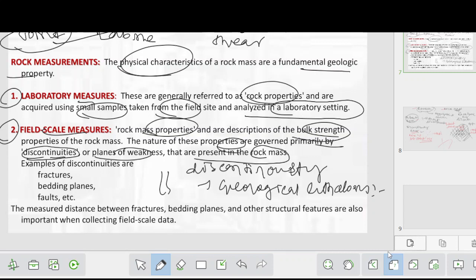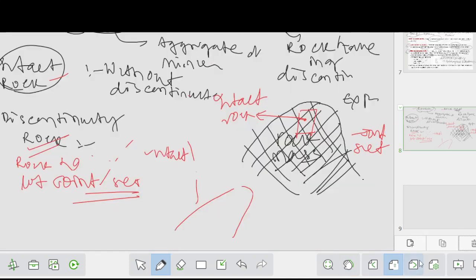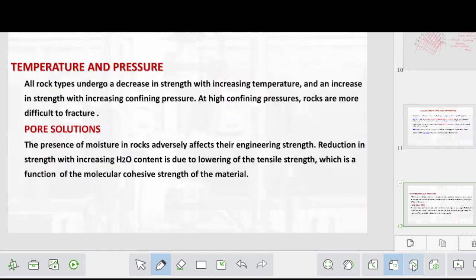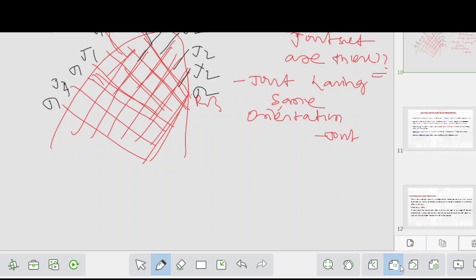Clear? Yes, sir. So in the rock mass, you will find some fractures, bedding planes, or faults. That is called a plane of weakness or discontinuity. Okay? And there are a lot of factors that affect the rock mass or rock properties.